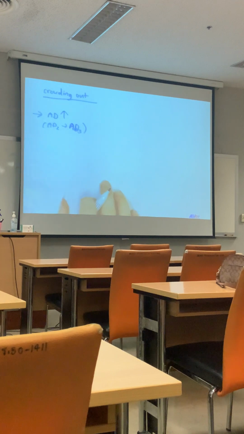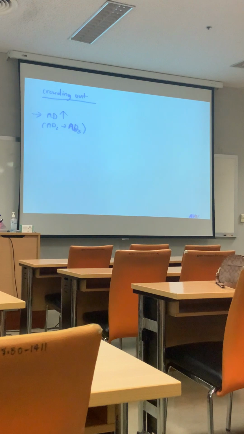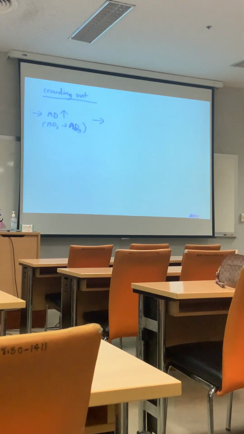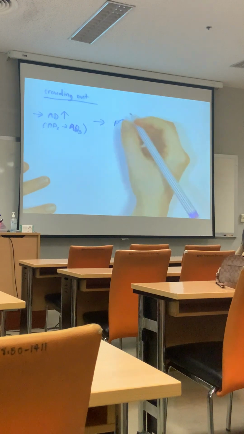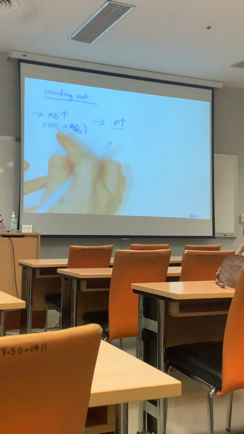Okay, I finished my explanation at the point that AD increased from AD2 to AD3, right? Before. And then crowding out will happen. People will see the economy that right now the aggregate demand increased a lot. So they are thinking that in the future maybe price will increase because AD of the people increased. Price may increase in the future because of AD change.